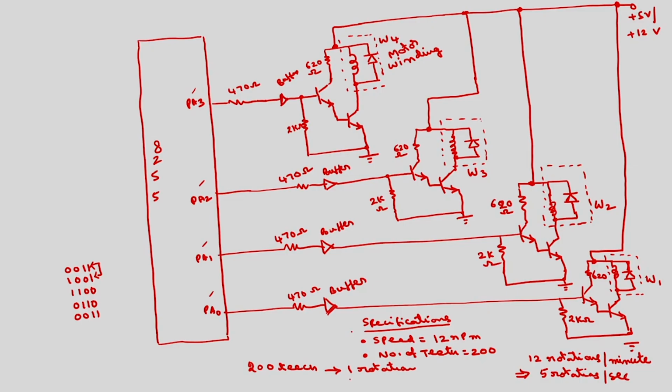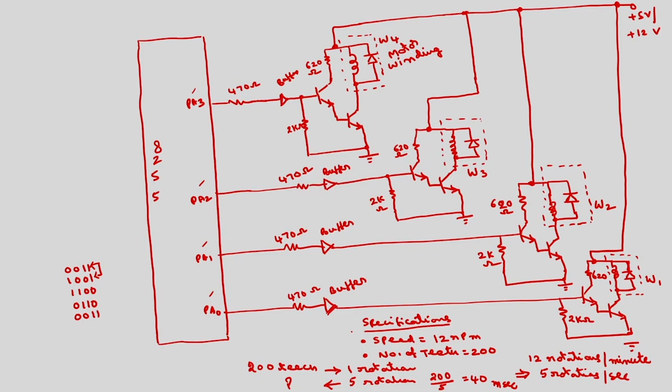So for 5 rotations, how much time is required? It will be 5 by 1 into 200, which is equal to 200 by 5. This is equal to 40. So 40 milliseconds is the time required between two consecutive states. So I have to write a program for this particular delay. We know how to write the delay programs.